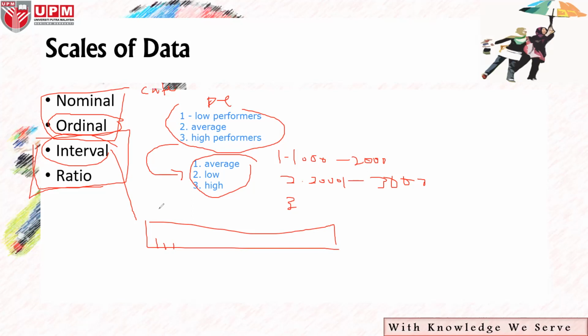The difference is just the value of 0. Under the ratio scale of measurement, 0 means 0. Zero means zero. But in interval, 0 does not mean the absence of the attribute. For example, if you score 0 in my test, does it mean that you know nothing about research method?